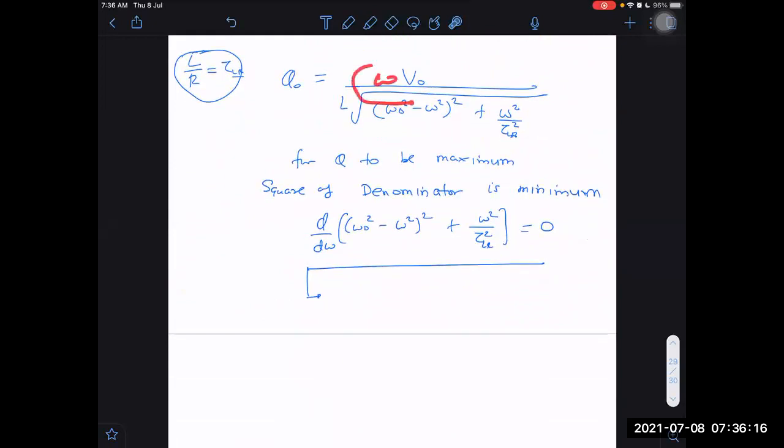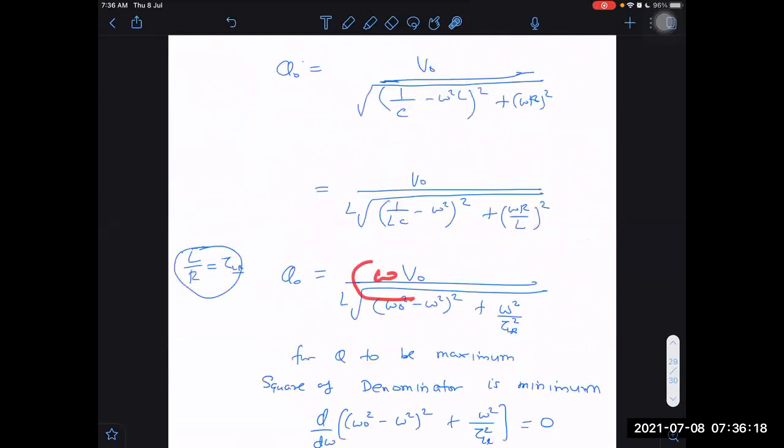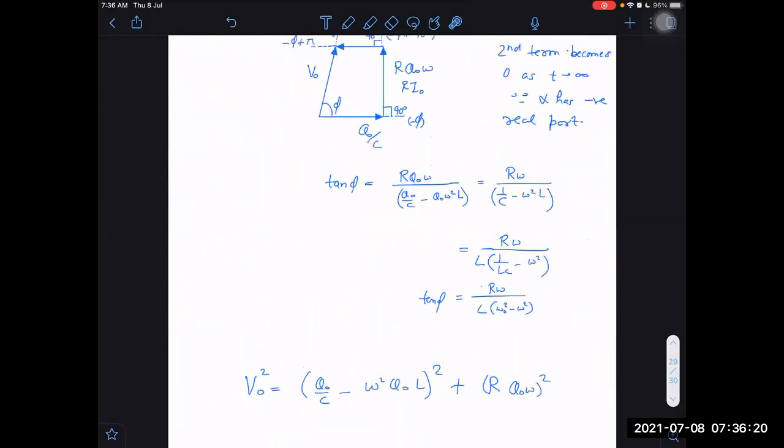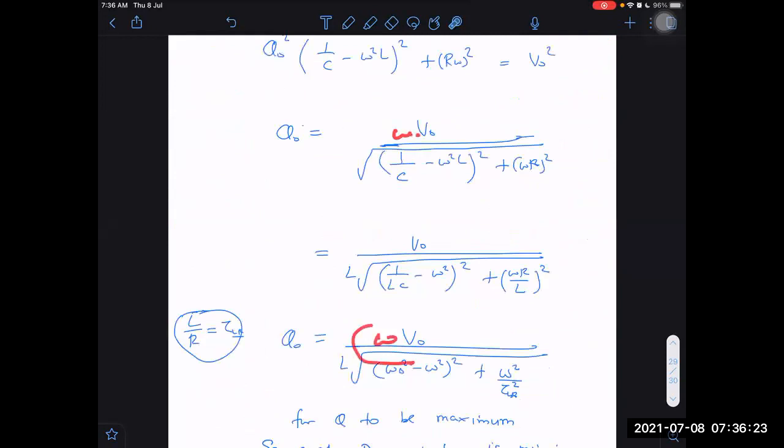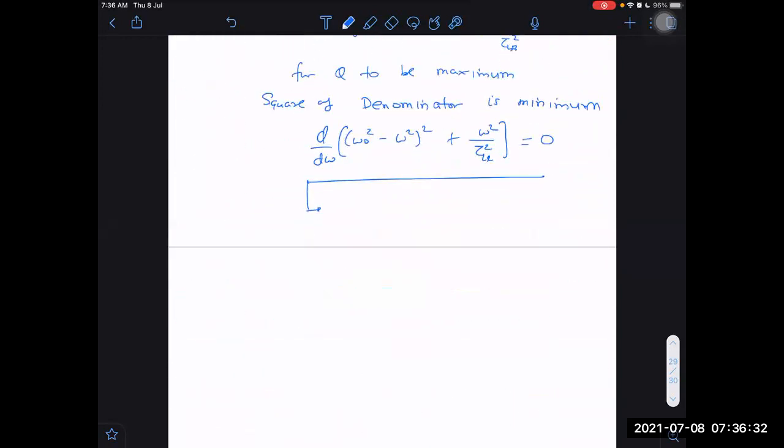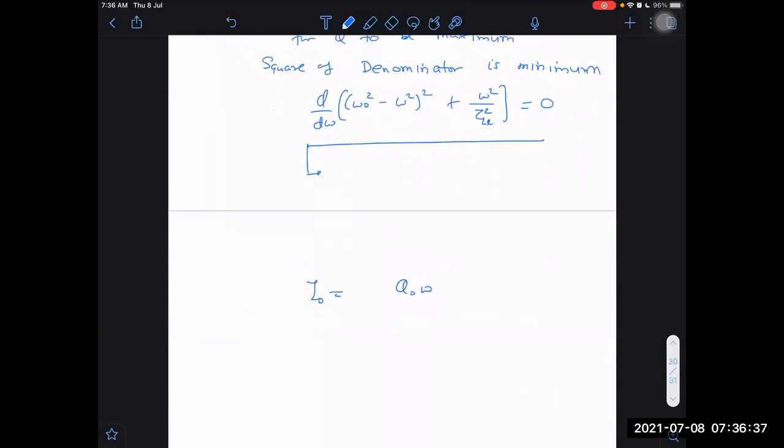This times omega will be maximum. So if omega is multiplied here, can I take this omega downside so that it is easy for us to solve? I can do that. I will be written as Q naught into omega, I naught. What is I naught representing? Current amplitude, or I max. Current amplitude is equal to charge amplitude multiplied by omega.